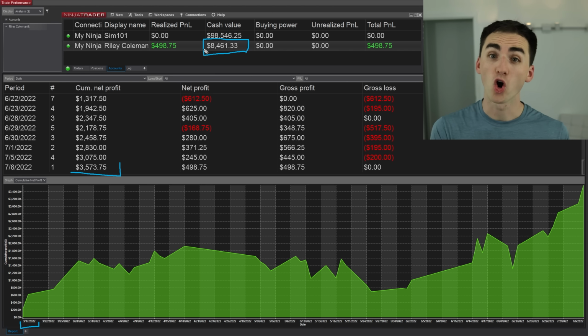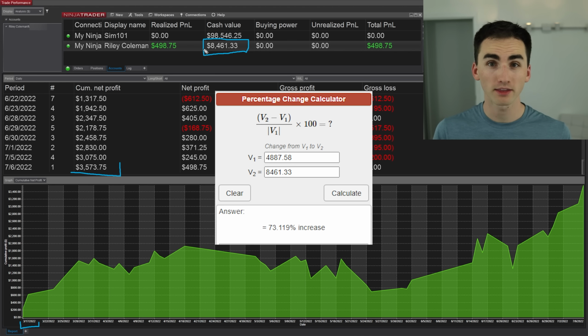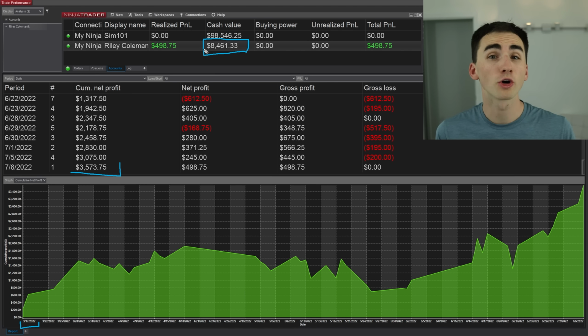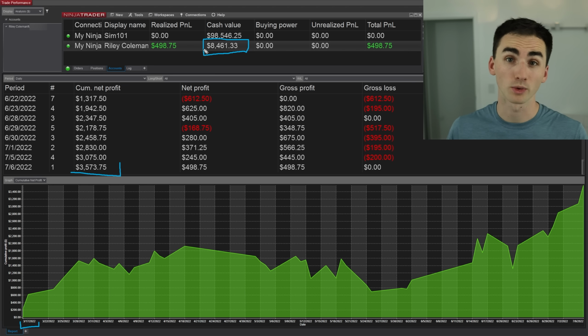And so over that time period, if we do a little math, that comes up to just under 75% return on my account in under 4 months. So that is an insanely good return for the account percentage-wise. And that is all you're trying to do when it comes to trading. If you can be profitable with a small account, you can scale up and be profitable with a large account.